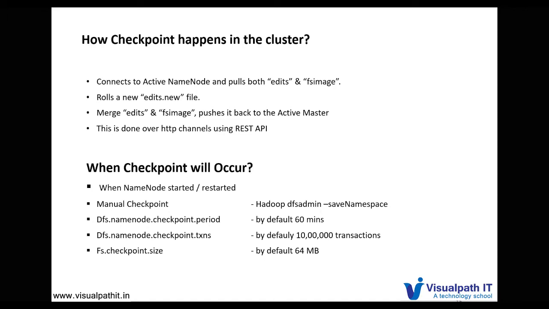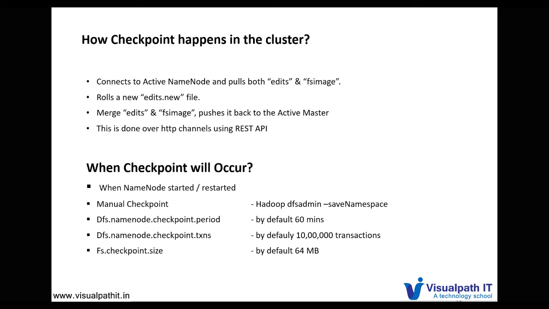The third one is the default time, 60 minutes in 1x and 6 hours in 2x. The property we need to set is dfs.namenode.checkpoint.period, where we set the time. The other one is dfs.namenode.checkpoint.transactions. By default it is 10 lakh transactions, which means 1 million transactions.